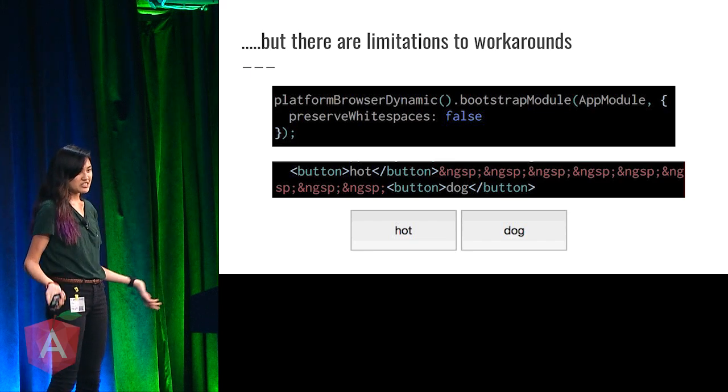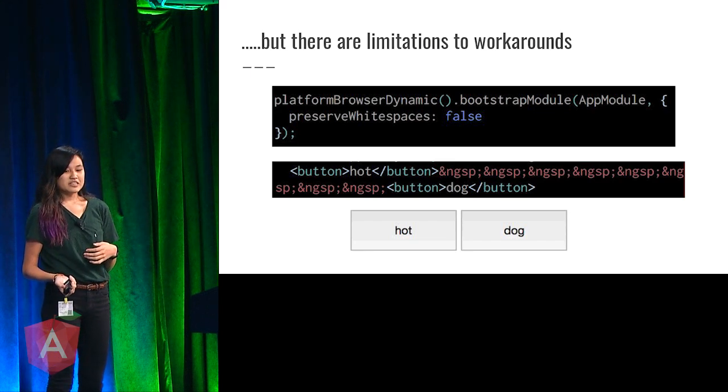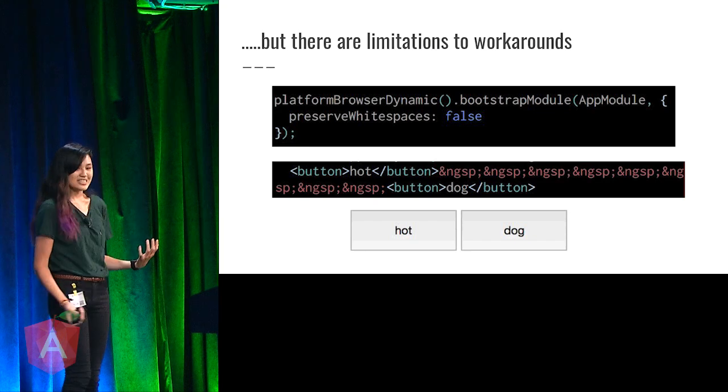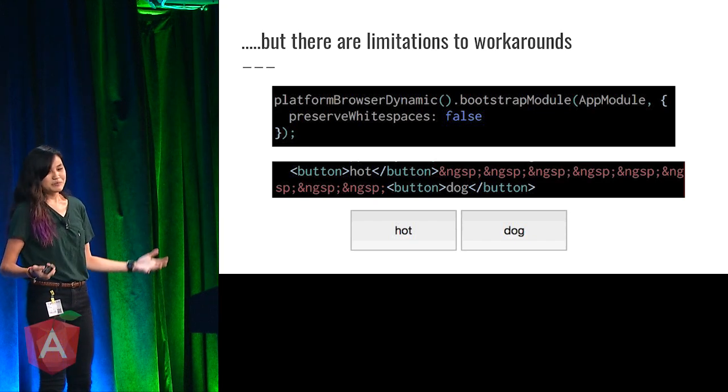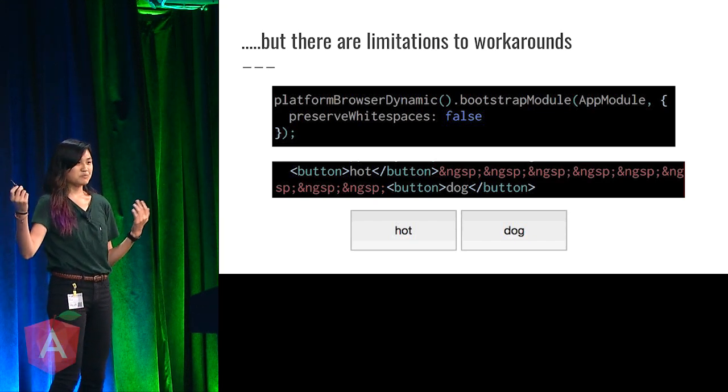But there are also limitations to the workarounds. Suppose I want to create a bunch of spaces in between the two buttons. It won't work because it'll just generalize to one space.